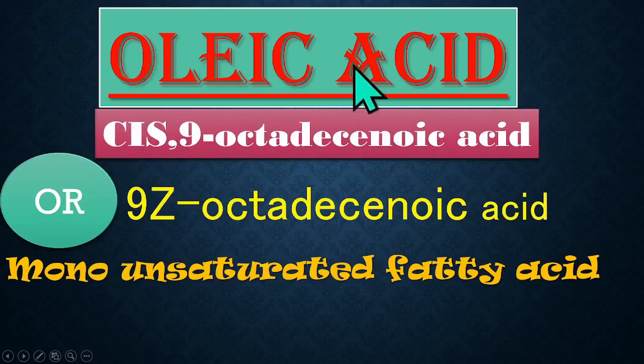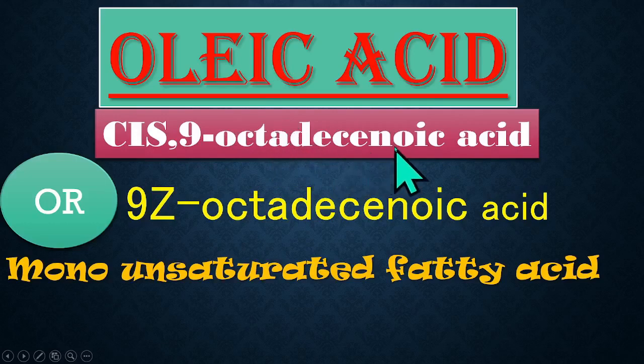For example, in oleic acid, we know it as a fatty acid. We can't know whether it is a monounsaturated, polyunsaturated, or saturated fatty acid. We know it as oleic acid. But we read it as cis-9-octadecenoic acid, and we get some information about this acid. Here you see octadecenoic acid. Octa means 8, deca means 10, so octadeca means 18. So this fatty acid contains 18 carbons.